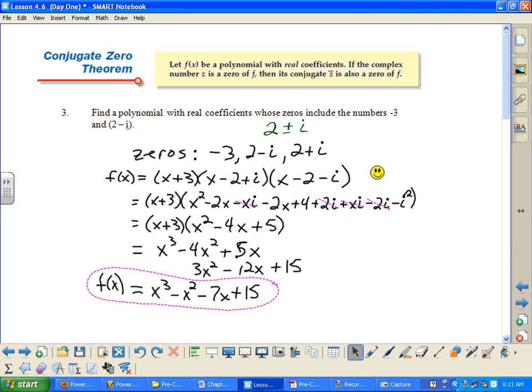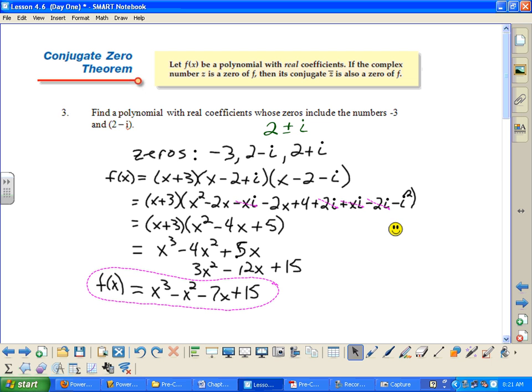So you notice that when I do the multiplication down here, I multiply x by everything, then negative 2 by everything, and then i by all of them. And so you end up with a negative ix, positive ix, positive 2i, and a negative 2i. So all the things with the i's in them are going to be gone.